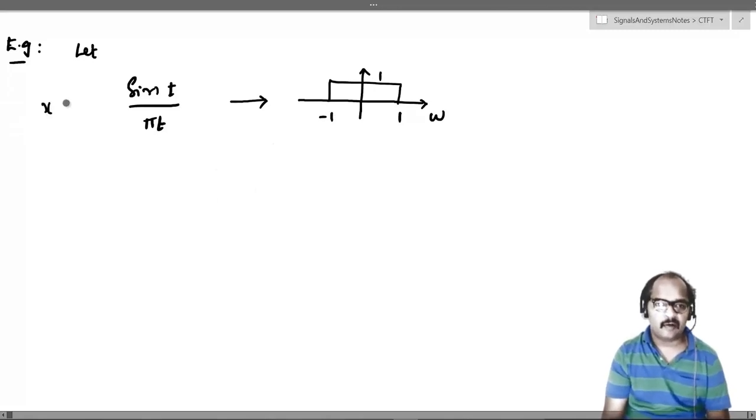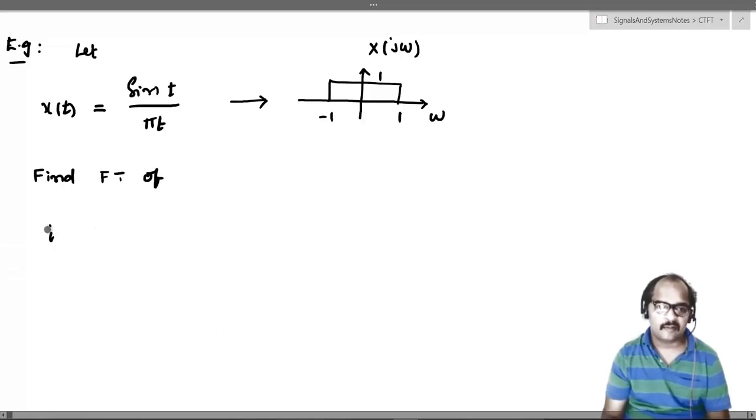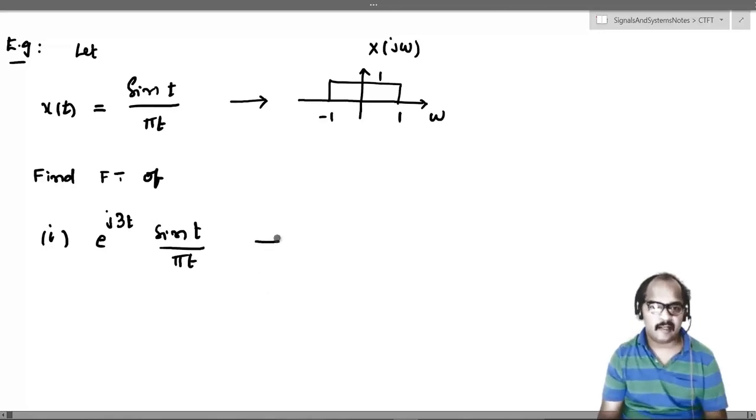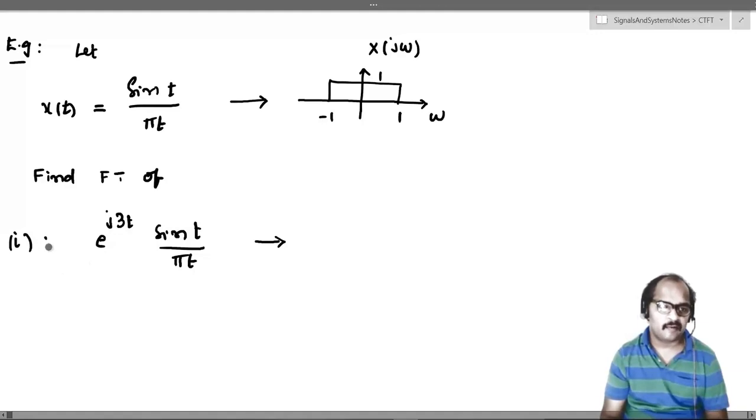So let me call this x of t, and the corresponding Fourier transform is x of j omega. Find the Fourier transform of the first one. So let us take e power plus j3t times sine t divided by pi t. What will be the Fourier transform of this signal? Let me call this x1 of t.